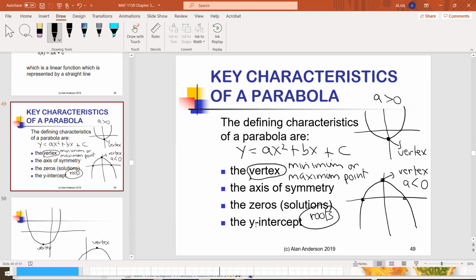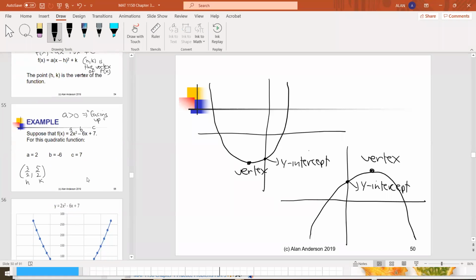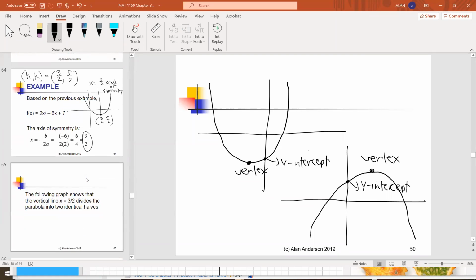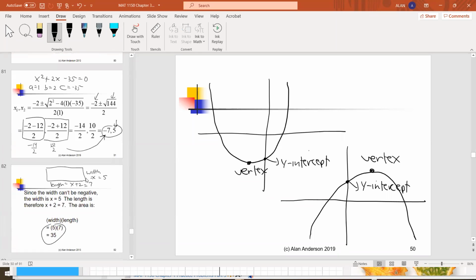The y-intercept, that's a different question. Like here, for example, the y-intercept would be right here. Where does it cross the vertical axis? Now, it has to cross somewhere. Okay, these parabolas go on forever. It's not possible for them to miss the y-axis. So how exactly do we find this? Well, of course, there's a formula. There's always a formula.